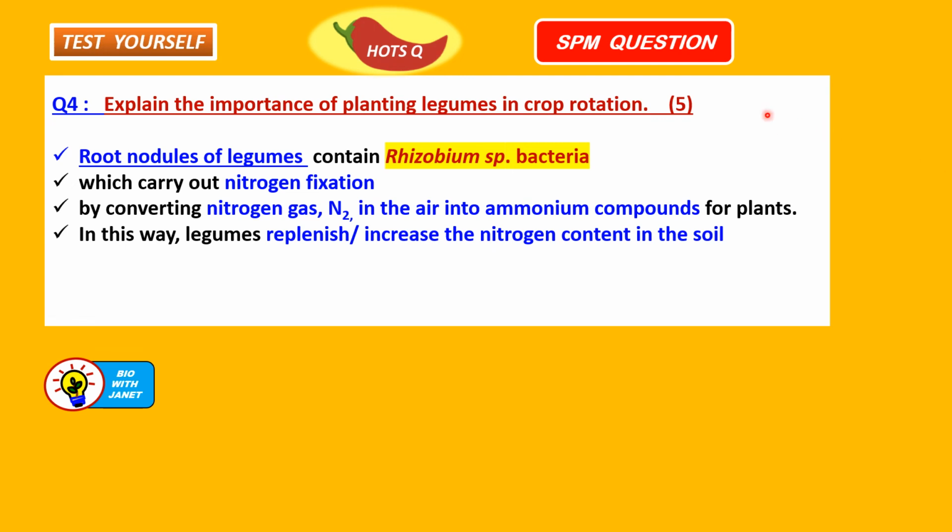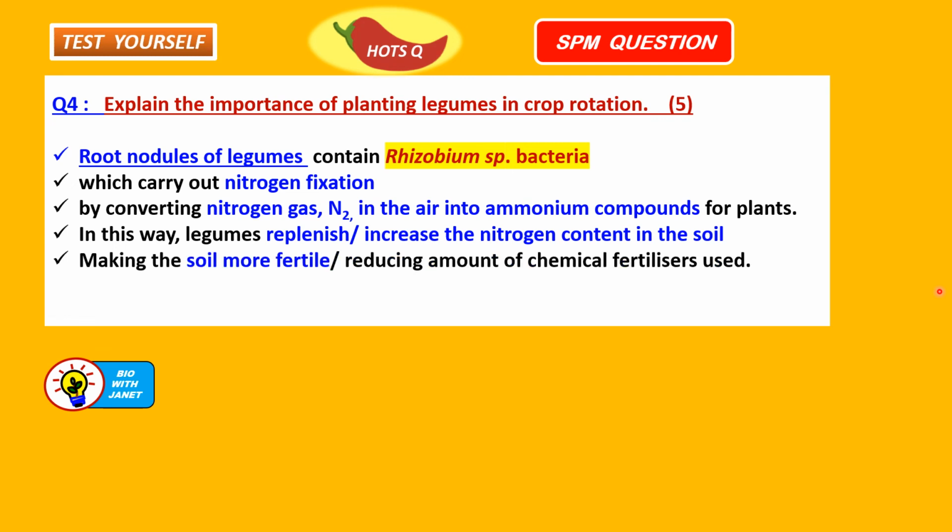All right. Because from ammonium compounds, bacteria will convert the ammonium compounds finally into nitrates, which can be absorbed by the plant for the growth of the plant. Another point is that through this method, the soil becomes more fertile, and it also reduces the amount of chemical fertilizers, the artificial fertilizers that farmers need to use. So the soil will be more fertile for the faster growth and higher yield of other plant crops that are planted on that land after that.